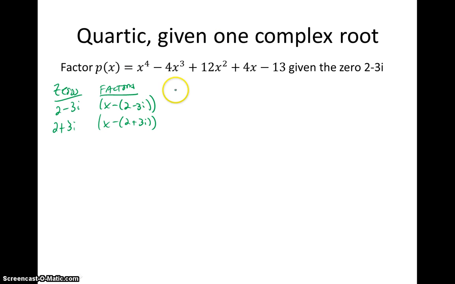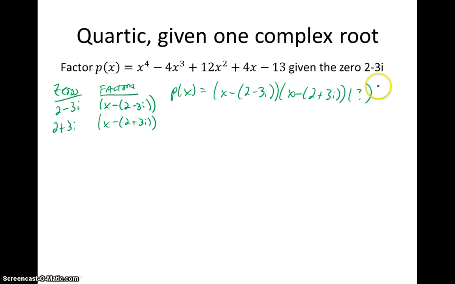So right now we have that p of x is equal to our two factors here, x minus 2 minus 3i times x minus 2 plus 3i. And then there's some question mark here. There should be two more factors out here that we can factor in and multiply to get our polynomial. And we want to be able to find them.